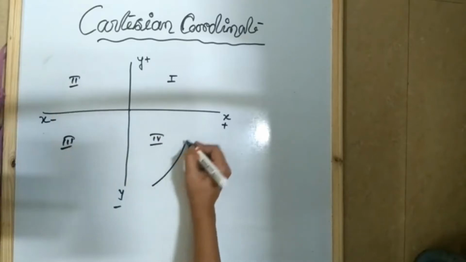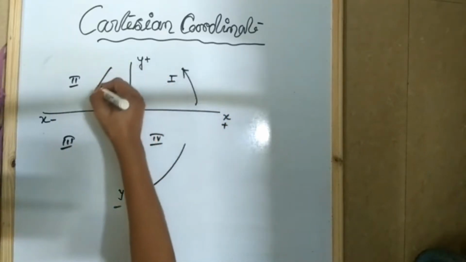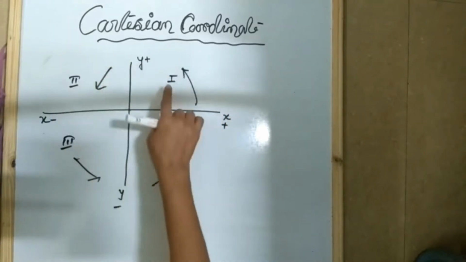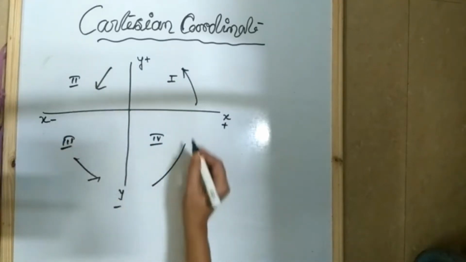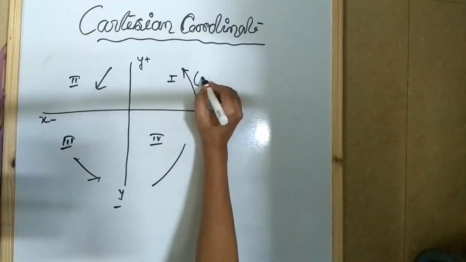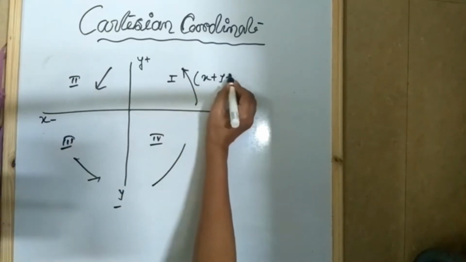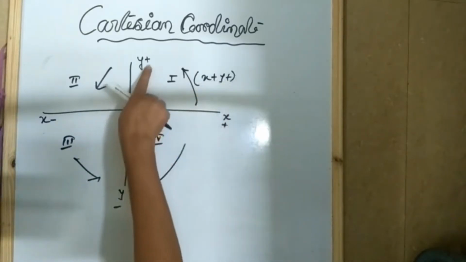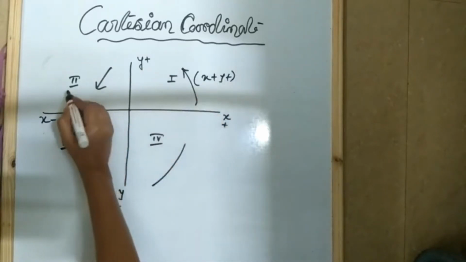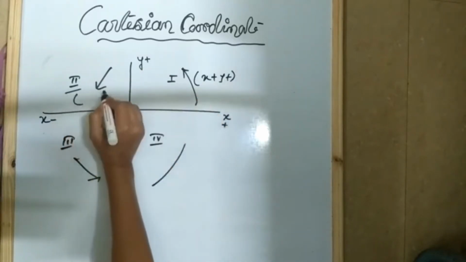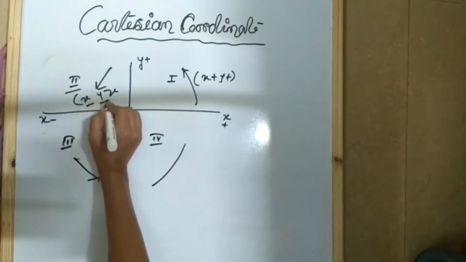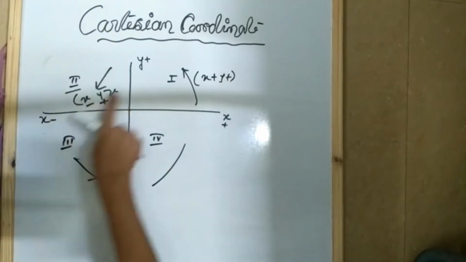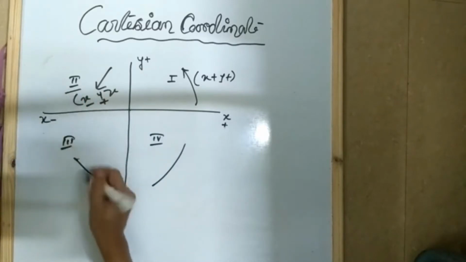All these zones move anti-clockwise: quadrant 1, quadrant 2, quadrant 3 and quadrant 4. In quadrant 1, x and y both are positive. For quadrant 2, x is negative, y is positive.